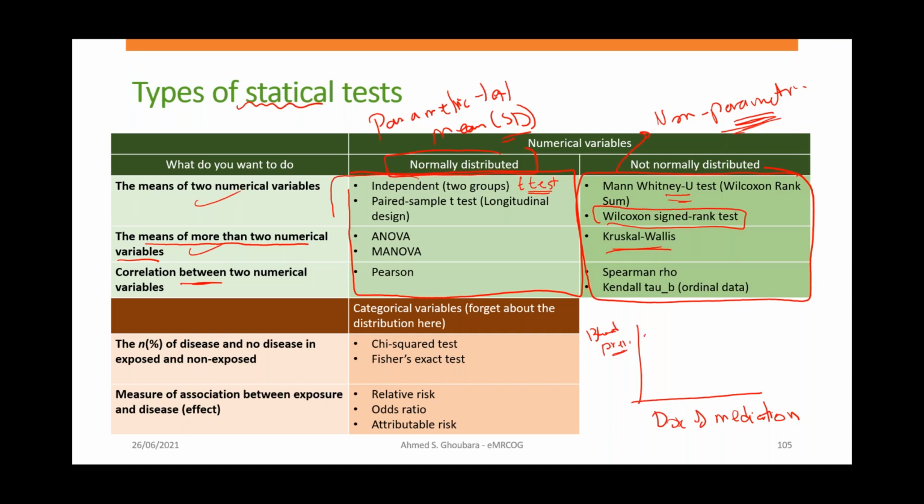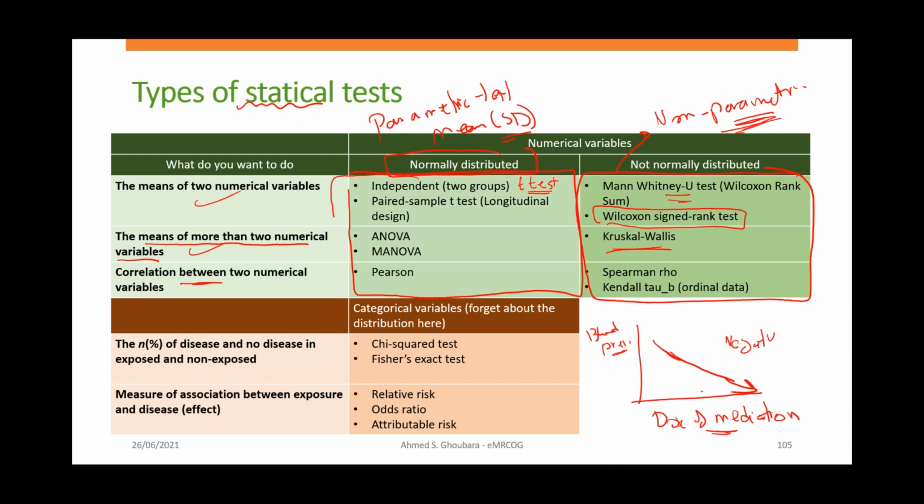So the more I give the dose, the blood pressure will get lower and lower. Is that correct? It will be a perfect negative correlation. The dose of medication is numerical continuous. The blood pressure is numerical continuous. Suppose that both of them are normally distributed. What kind of correlation should I use here?